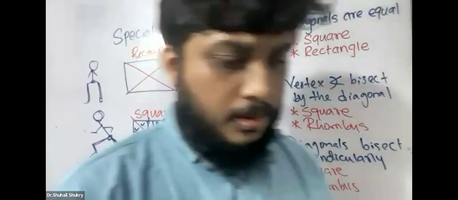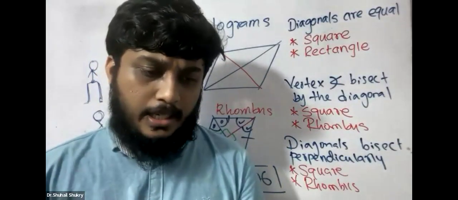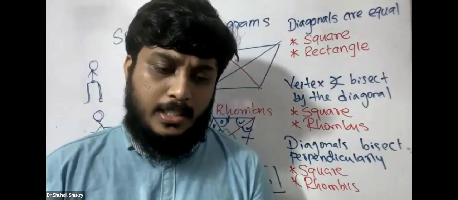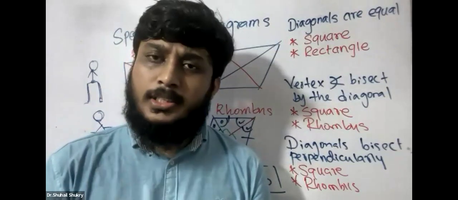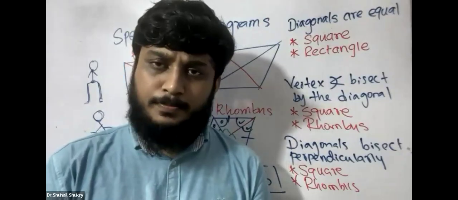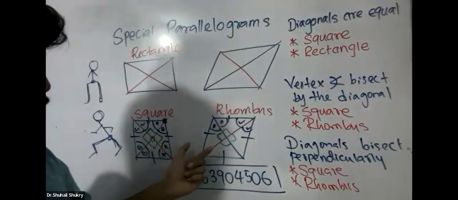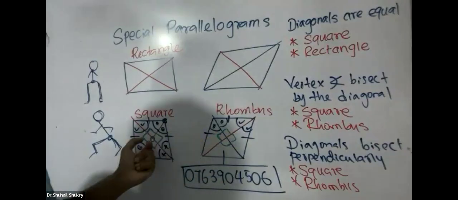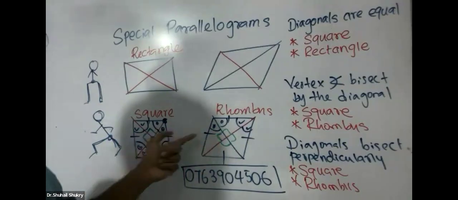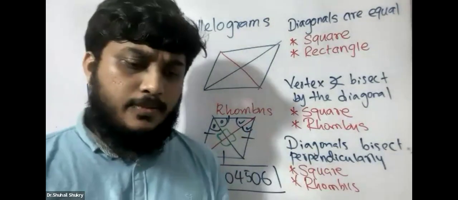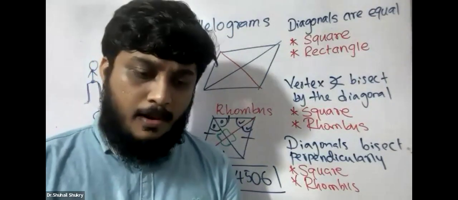There are three statements. First, put a tick in front of the properties which are common for both rhombus and square, and a cross in front of the properties which are not common. First one, diagonals bisect each other perpendicularly. Square and rhombus are perfect pairs. True. Only these two get the gifts.